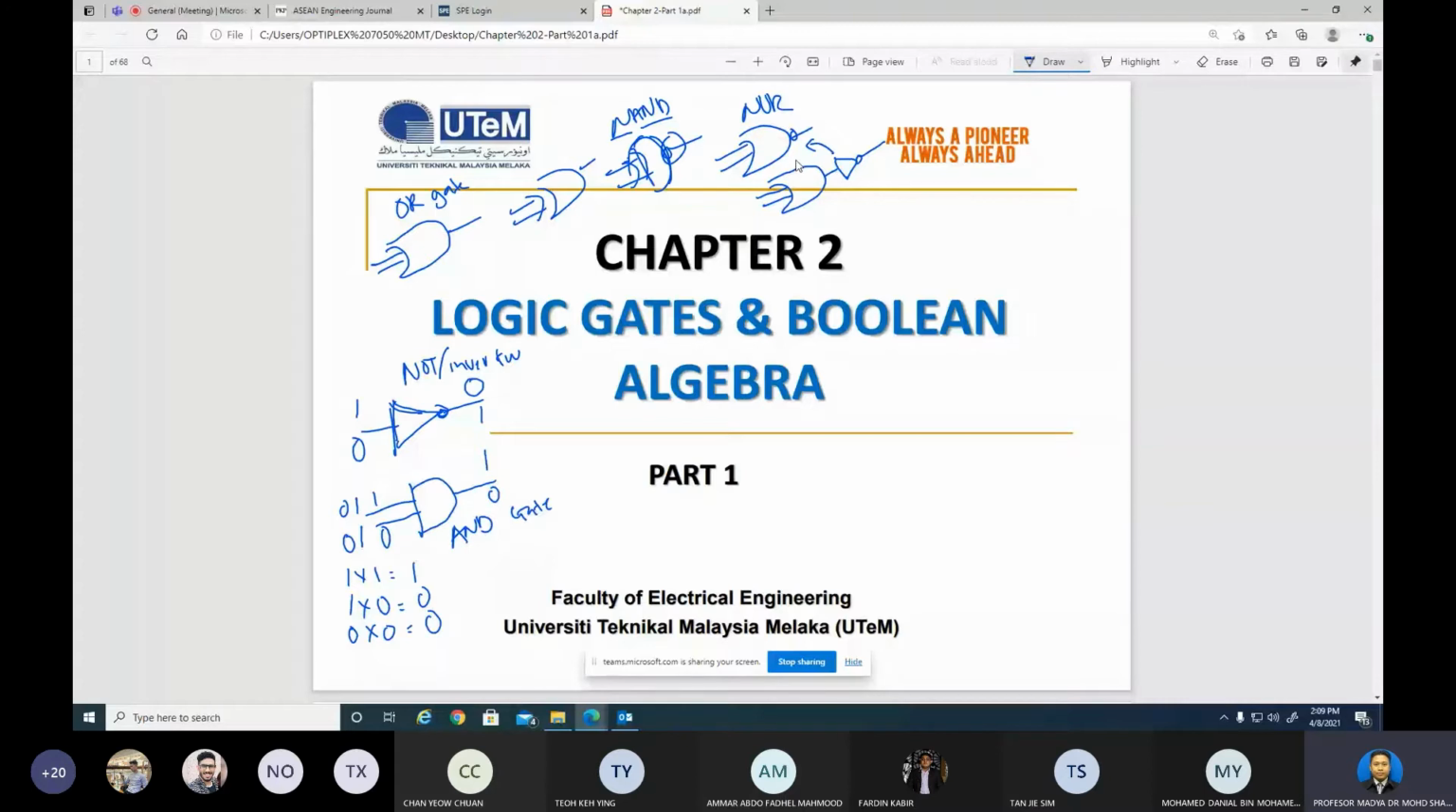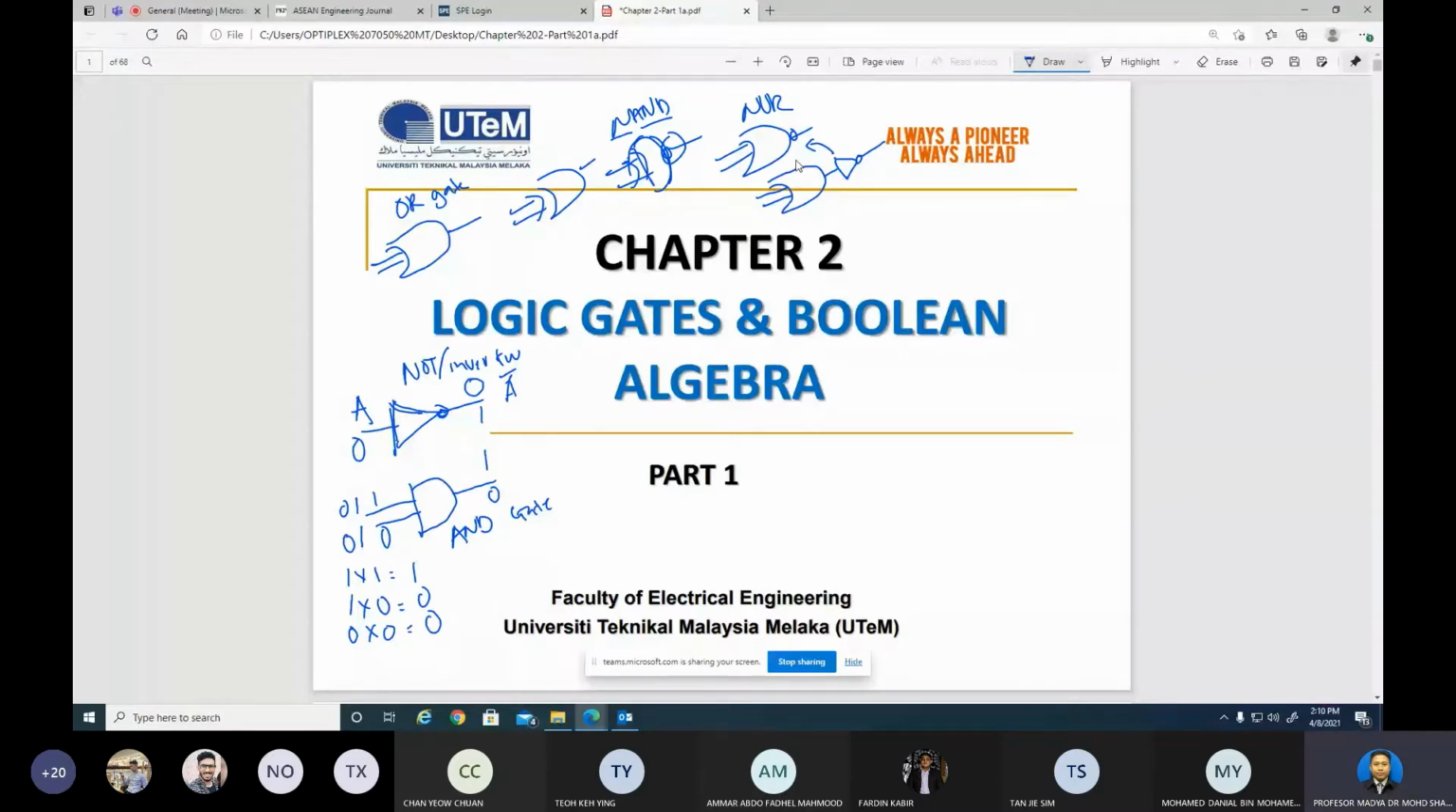That's why we use the Boolean algebra. That means we present this digital in the Boolean algebra. For example, if you have an input, we set it as A. So the output here will be A bar, or we call it the complement of A. Okay, complement of A or A bar.